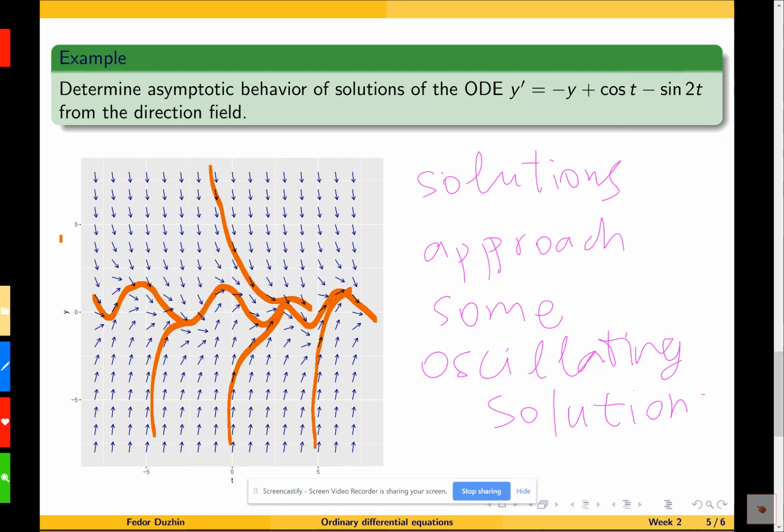How to find this oscillating solution? I guess either you solve the differential equation, or you probably can guess that this should be some combination of cosine t, sine t, cosine 2t, and sine 2t, because they're here.